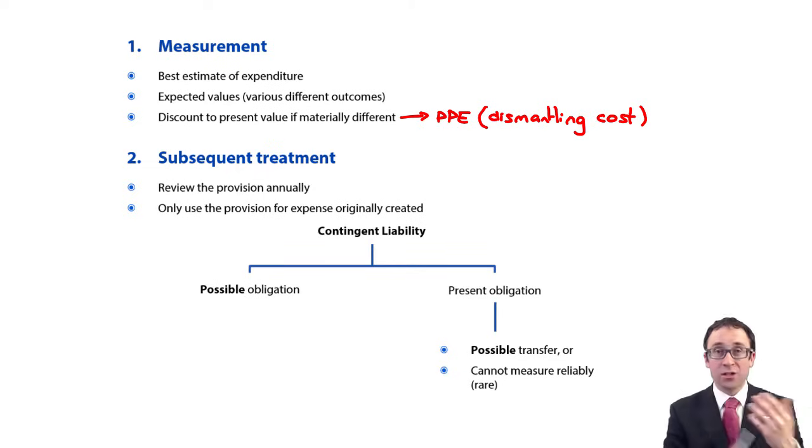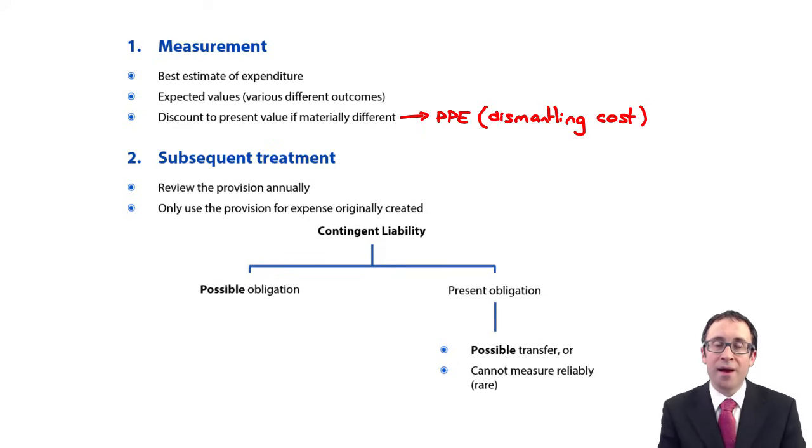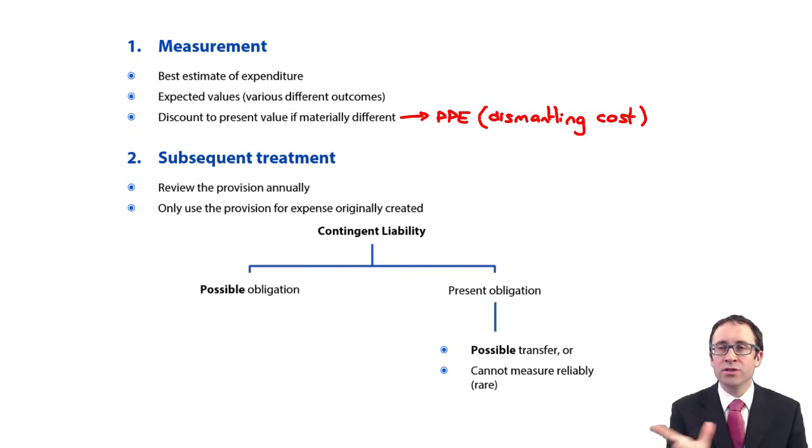Okay. Subsequent treatment, obviously you need to check that provision every single year. It could be settled in the year, in which case it's gone. But if it's still outstanding, you just need to go through there and check that it hasn't changed materially in value. And also, if you have several different provisions, you can only use that provision for the specific purpose that it was originally created for. Okay, there we go. So that's your provisions.